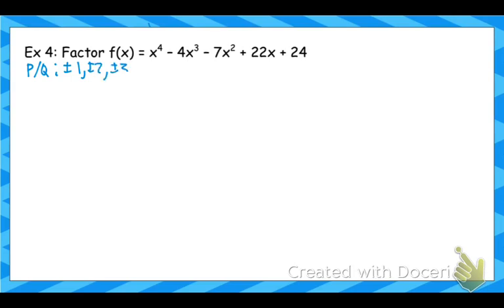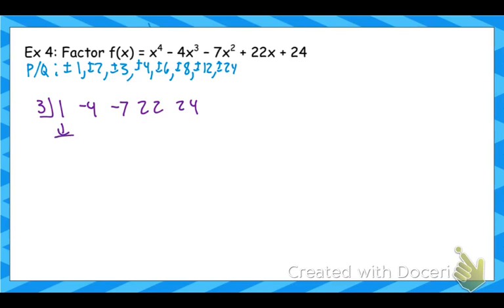So it gives us a big list of numbers to try. So we get a lot of possible. All right, so we can guess any of these. I'm just going to take a shot in the dark here and go with 3. So I'm going to write my coefficients. There are no zeros skipped that we have to worry about. And I end up with a remainder of 0. So 3 works, so that's good.